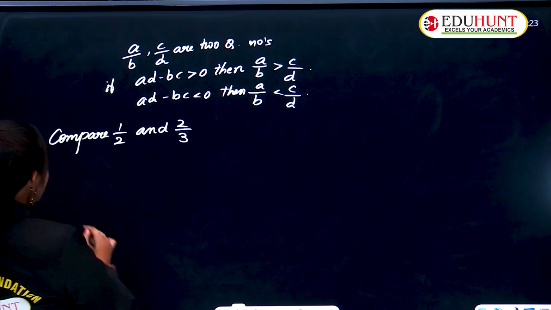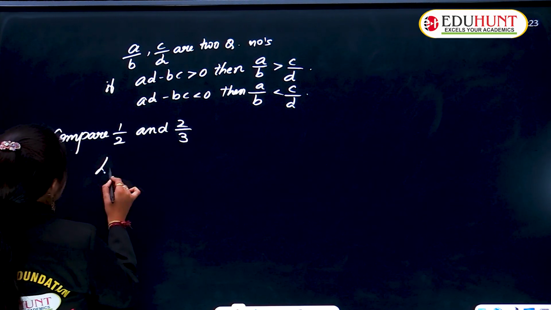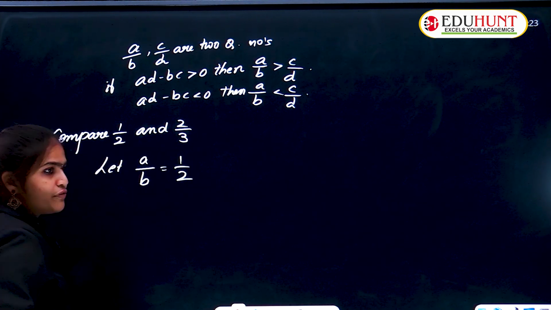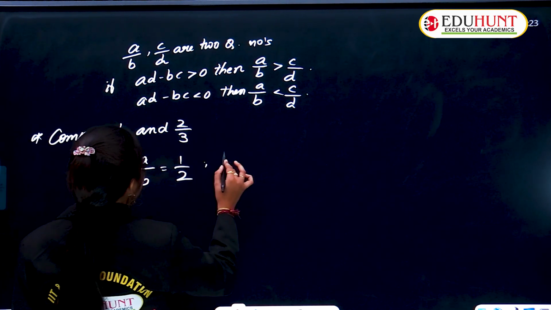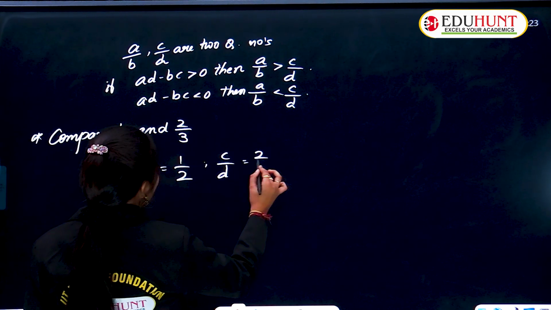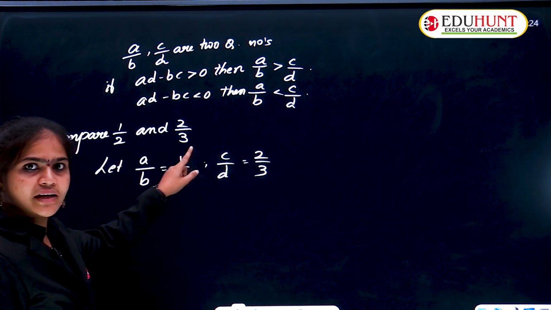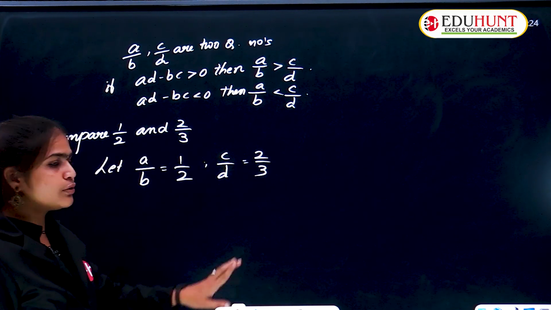Now here, compare 1 by 2 and 2 by 3. This is the example. Let a by b be the first fraction, 1 by 2. Next, c by d is equal to 2 by 3. Now here a is equal to 1, b is equal to 2, c is equal to 2, and d is equal to 3.